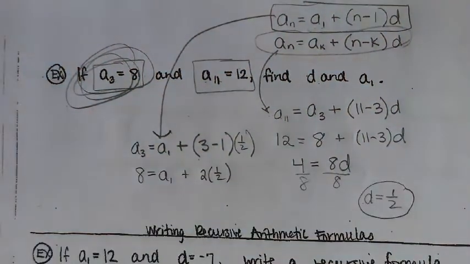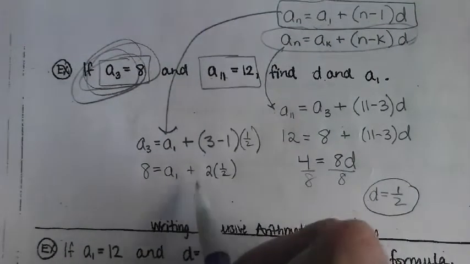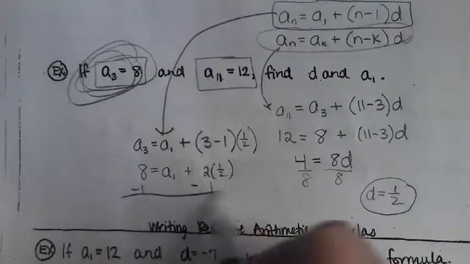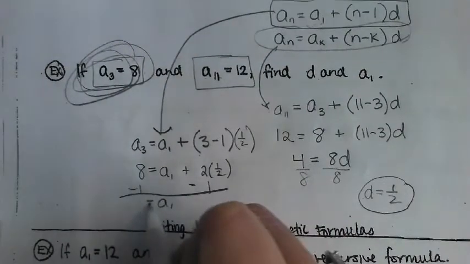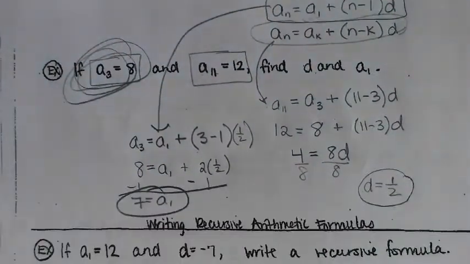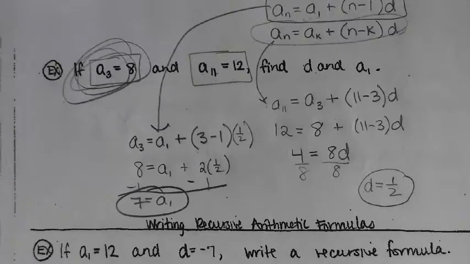I'll make my 3 minus 1, 2. And then 2 times a half, I'm just going to solve for a sub 1. 2 times a half is 1. So if I subtract 1 from both sides, my first term is 7. Okay?